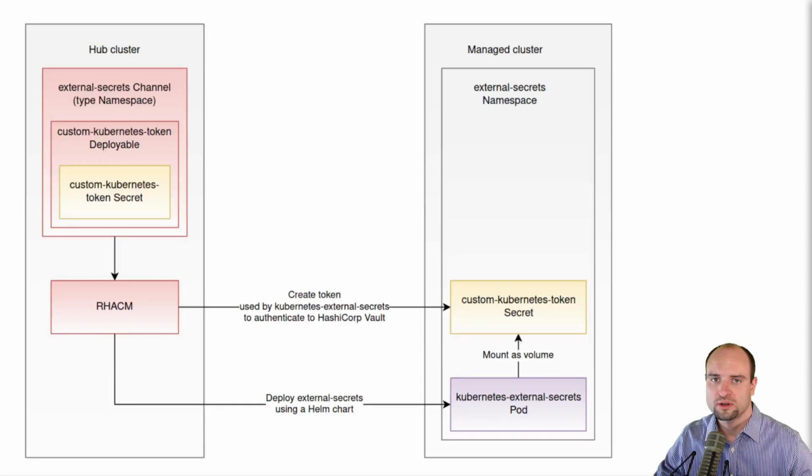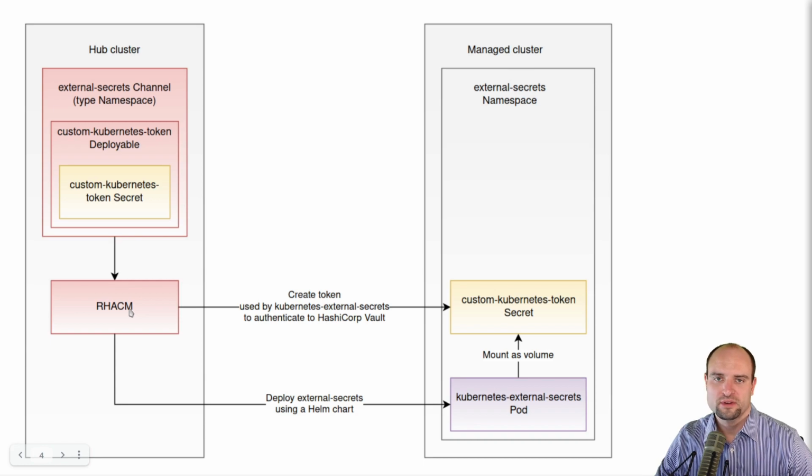In our solution, we generate the service account token on the hub cluster because that is the cluster which is also hosting HashiCorp Vault. So the next problem to solve is how to distribute the service account token to all the managed clusters so that the external secrets operator running on those managed clusters can use that token to authenticate to the HashiCorp Vault. To distribute the service account token to all the managed clusters, we use RHACM.